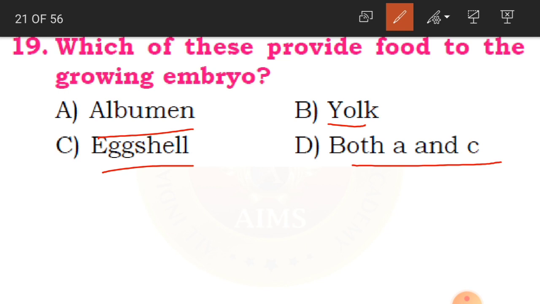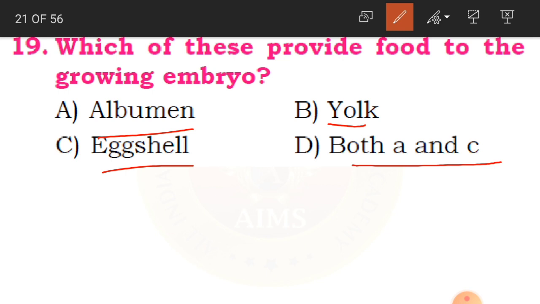So inside the egg, we have got an embryo. Embryo is in the sense the baby, the young baby which has to be developed, which has to come out of the egg. No, which has to be hatched. Okay, children. And which of these is going to provide food to that growing embryo?